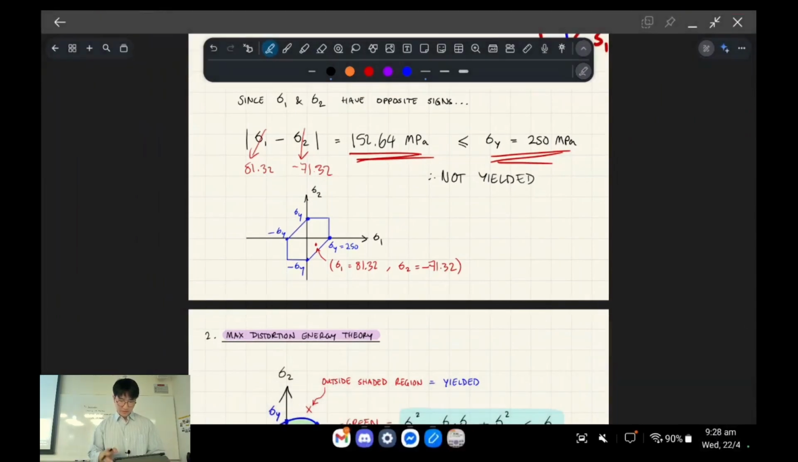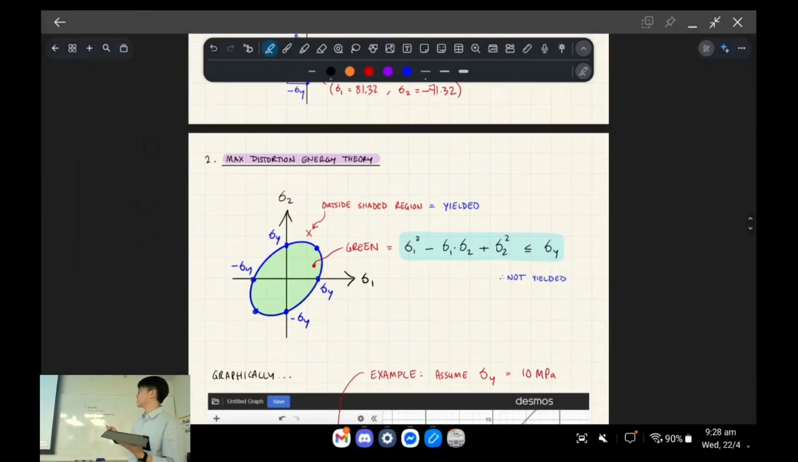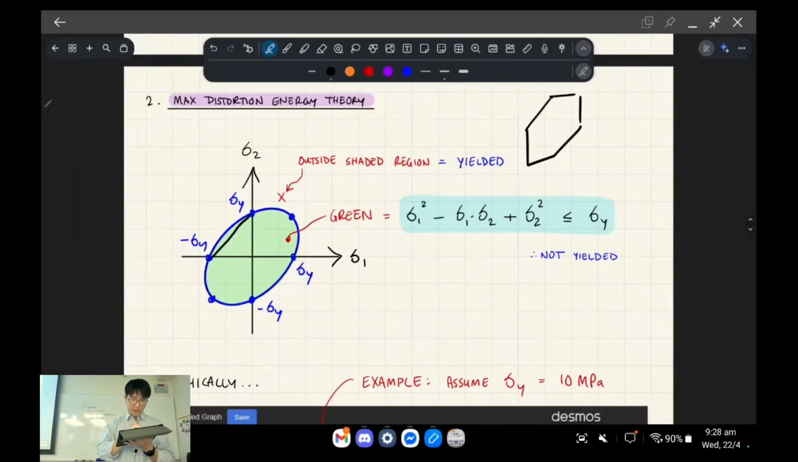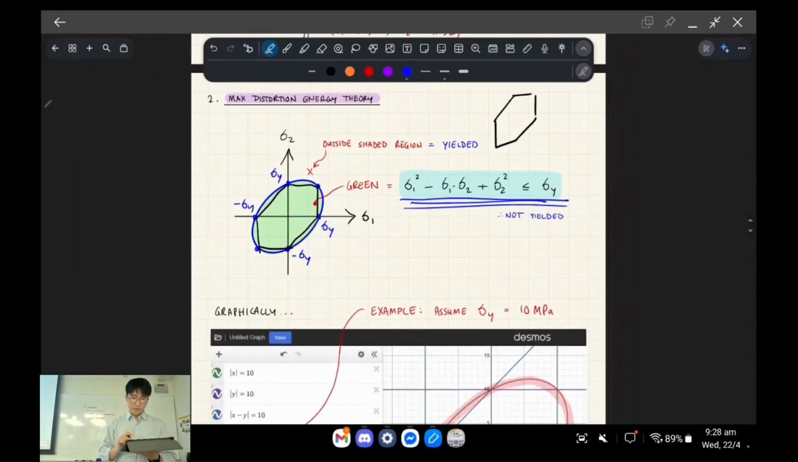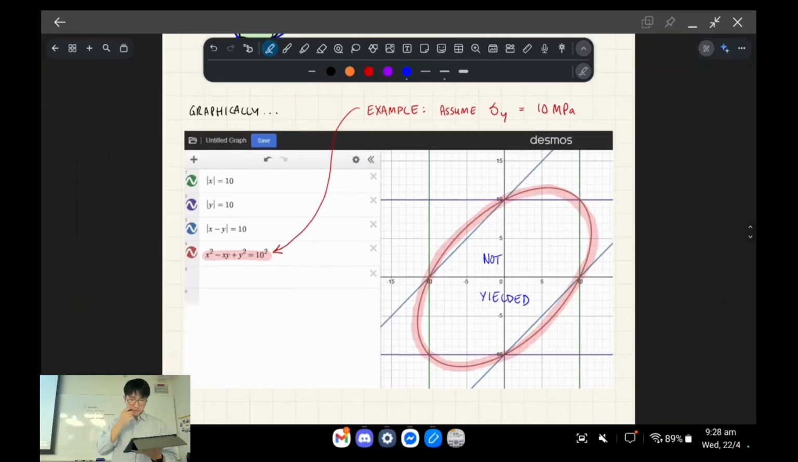I'll just show you some other theories, basically. So this one is called max distortion energy theory. It's similar because it's also a theory for ductile materials, right? But instead of this diamond-shaped thing, described by 3 equations, we have this oval. And if I was to overlap them together, it would actually look like that. So this oval is a little bit bigger than the diamond that we had from the max shear stress theory. And this oval can actually be plotted using a single equation. So, yeah, it looks like this, right?